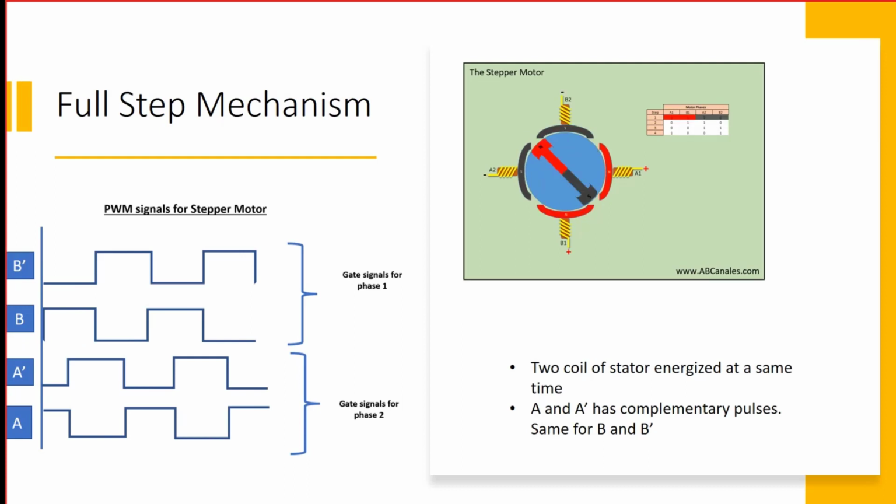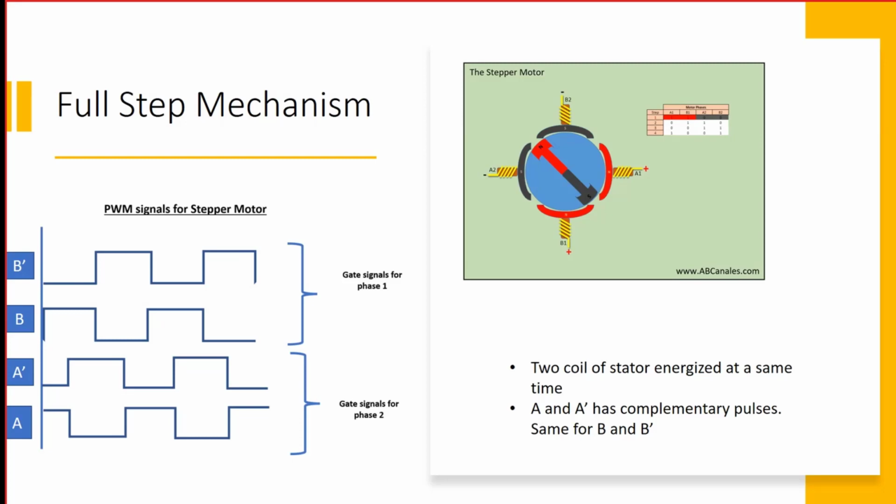In the full step mechanism, we can see that two coils of the stator are energized at the same time. At the first step, coils A and B are energized. In the second step, B and A prime are energized. Then, at the third step, A prime and B prime are energized, and at the end, step 4, B prime and A are energized again.